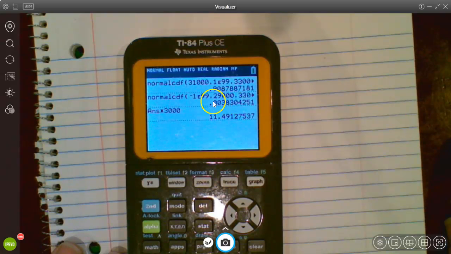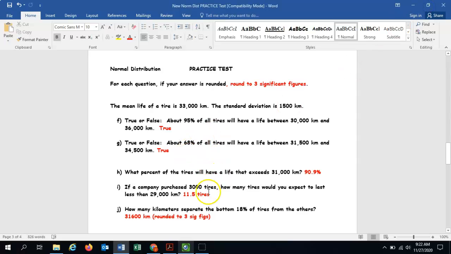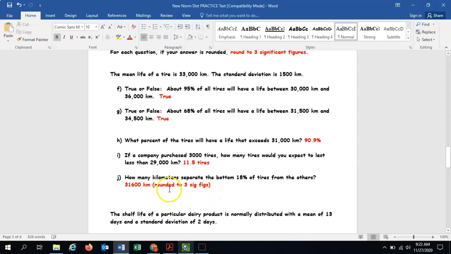Guys, really important that when you take your test that you use exact answers all the way through until you get to the very final answer. That's when you can round it to 3 sig figs. So that's where we get the 11.5.